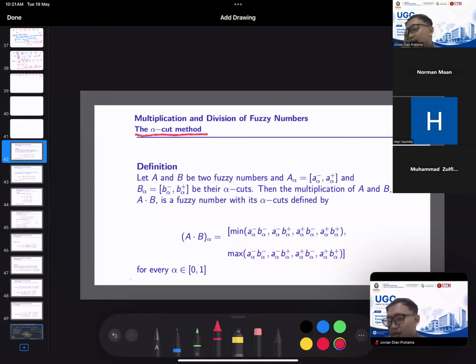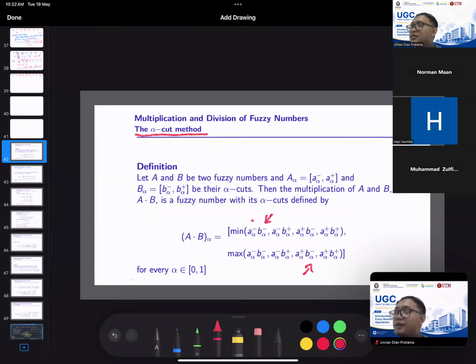We still use alpha cut method, but this one for the multiplication and division. So it's actually the step of finding this operation for the multiplication is still the same as what we had yesterday, subtraction and also addition. The difference is only on how to identify the minimal value of your interval and also the maximum one. So this is something like, especially when the fuzzy numbers involve negative fuzzy number.